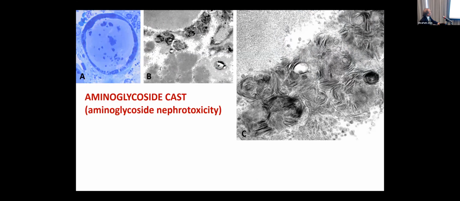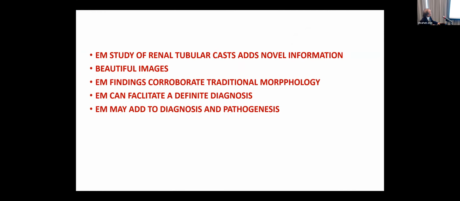And finally, that is the case of aminoglycoside cast. Usually, this is a tubular cast material with a structure like that. And when you do electron microscopy, all the structures turn out to be myelin bodies. Now, most of the time, this is within the cell cytoplasm, but in some situations, it can get into the tubular lumen. It combines with uromodulin to form tubular cast like that. So that is the last type of cast I want to share with you.